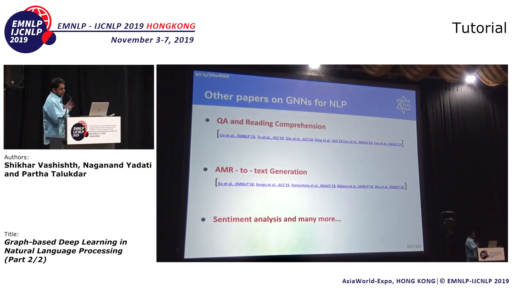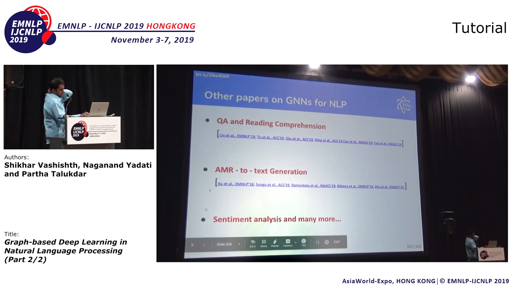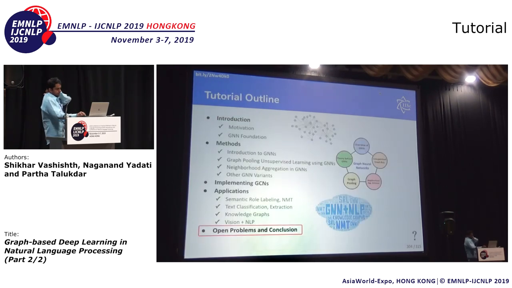We have not covered other papers. These are some of the other papers which we have not covered for NLP: question answering and reading comprehension, EMNLP 19, ACL 19 papers. There is some work around AMR to text generation, EMNLP 18, ACL 19, and so on. And in EMNLP 19, we have sentiment analysis using graph neural nets. And many more applications, right?